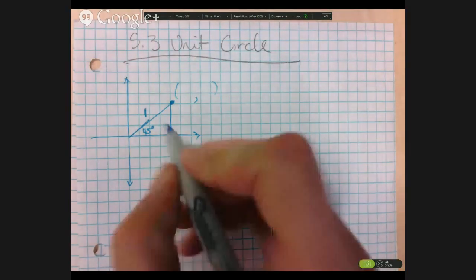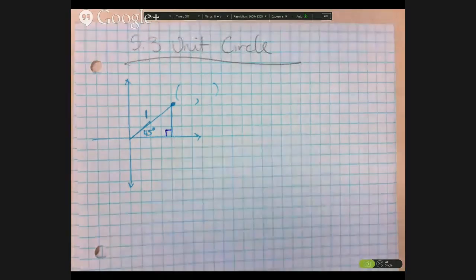All right, the unit circle. So we're going to build a circle with right triangles.